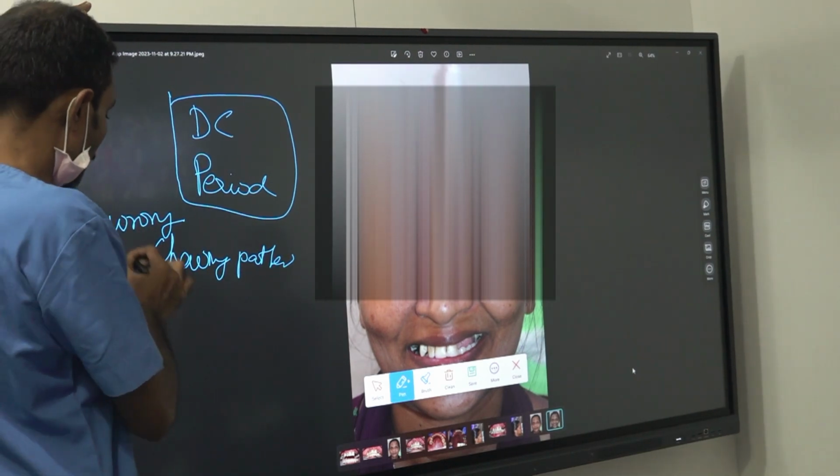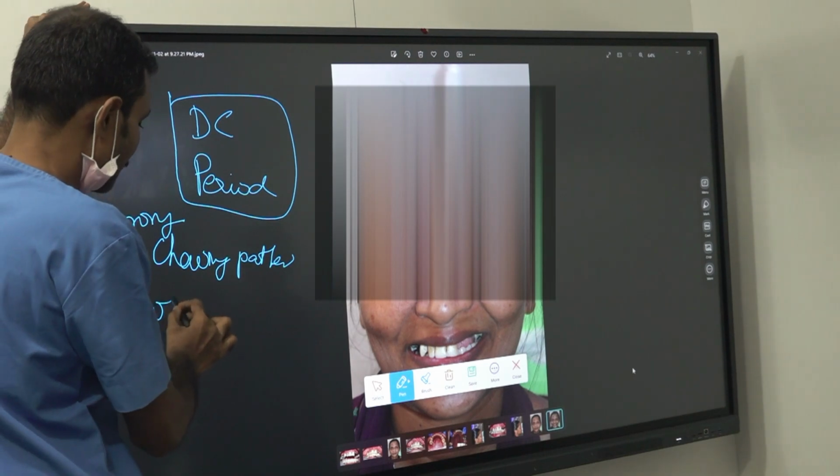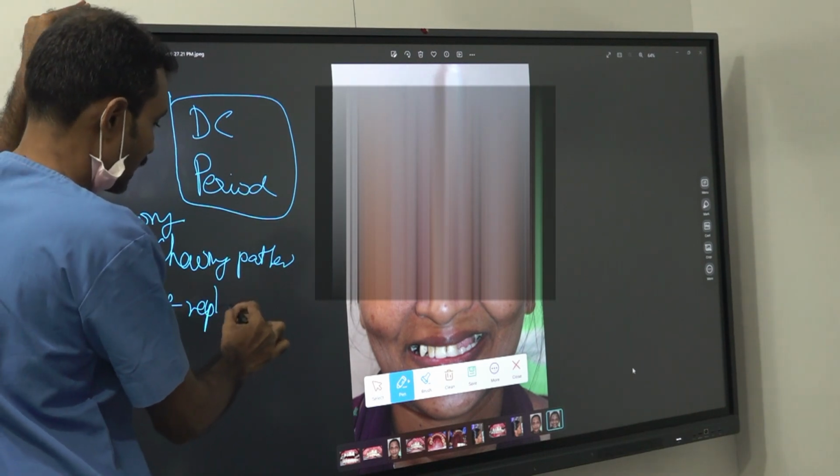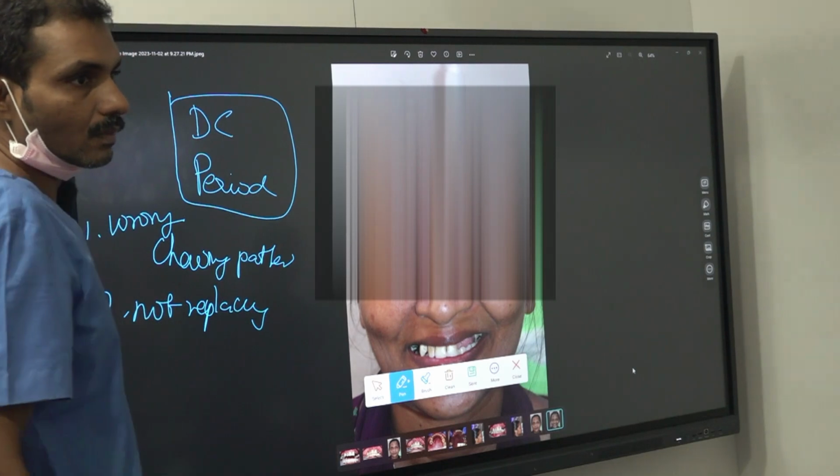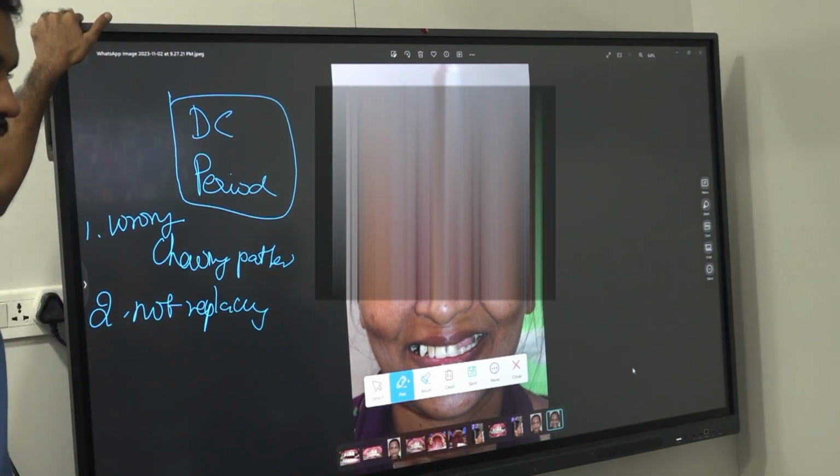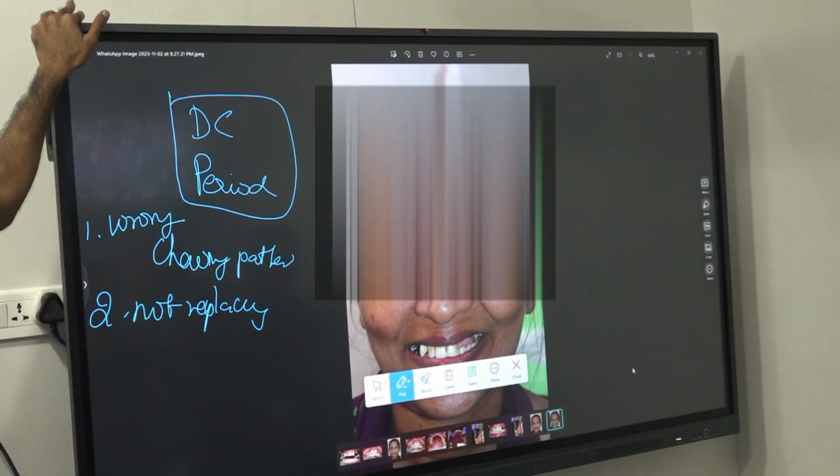This is one reason. And another reason is not replacing missing teeth. If they delay replacing a missing tooth, the other teeth supraerupt, migrate, and also the wrong chewing pattern, slowly down the line in 10 years, they are going to lose 10 to 12 teeth. That is almost equal to total edentulousness.